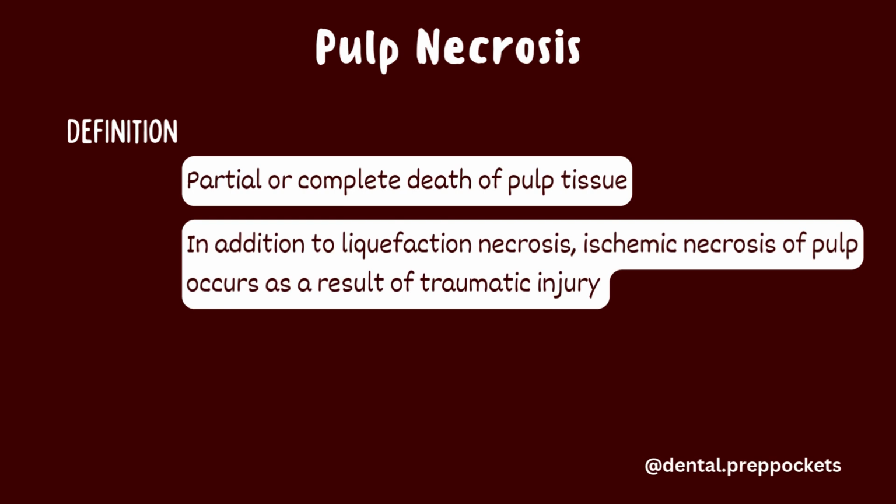In addition to liquefaction necrosis, ischemic necrosis of pulp occurs as a result of traumatic injury that causes disruption of the blood supply. If an exudate produced during reversible pulpitis is absorbed or drained through caries or through a pulp exposure into the oral cavity, necrosis is delayed. The radicular pulp may remain vital for long periods. In contrast, closure or sealing of an inflamed pulp induces rapid and total pulpal necrosis and pararadicular pathosis.